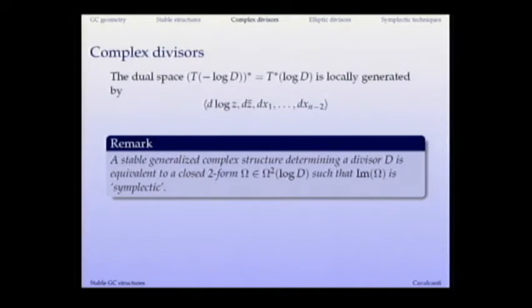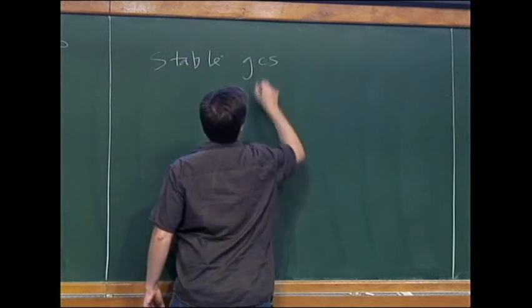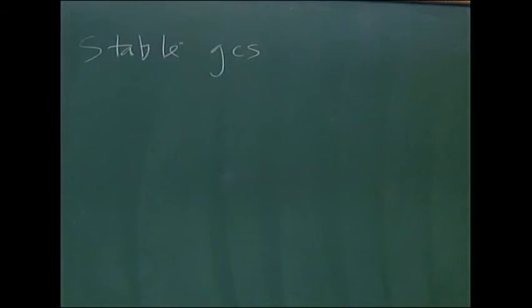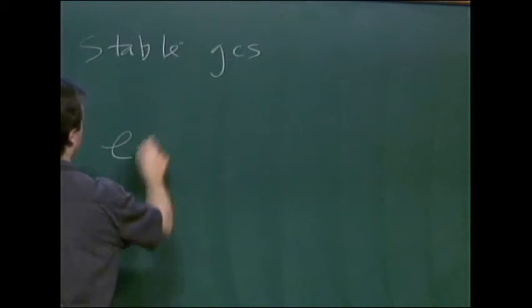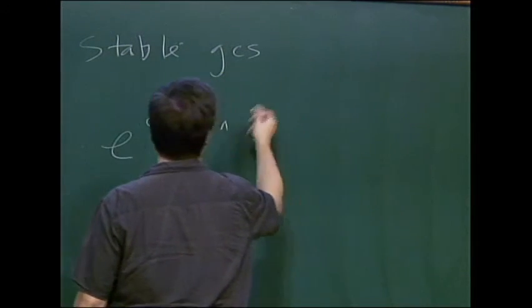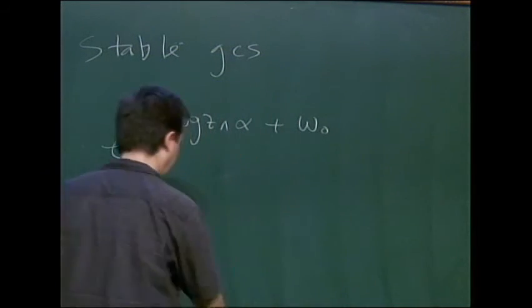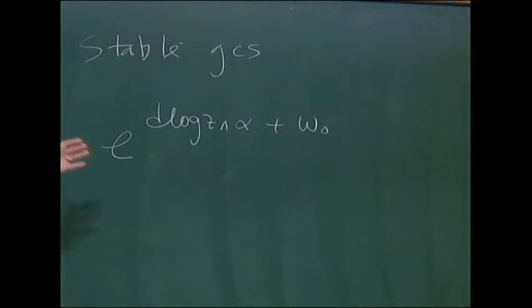Now you look back at your generalized complex structure, the stable one. I'll just write what the stable one looked like here. A stable generalized complex structure. I mentioned that because of Bailey's result, it was always the exponential of d log z wedge some form, alpha plus omega 0. When you look at this kind of form, you see right away that this is just the exponential of a 2-form on this Lie algebroid.